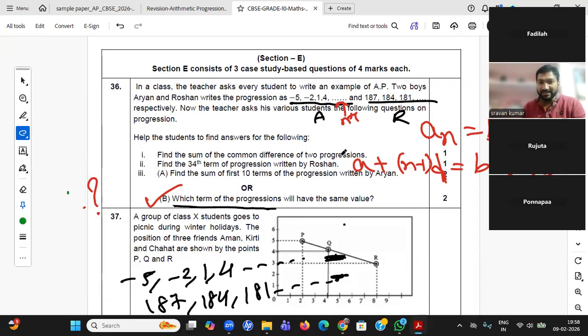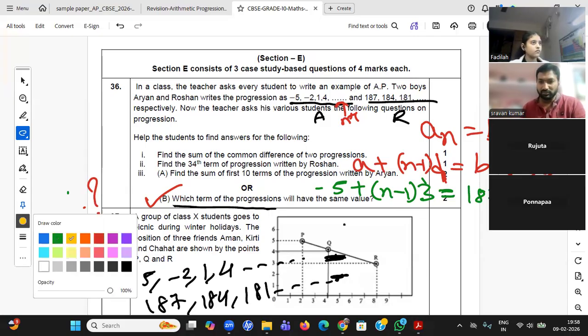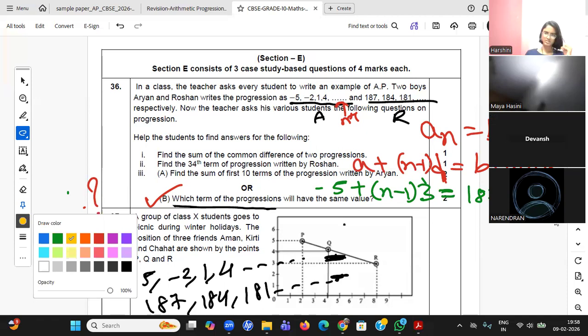Now what is A? -5 plus (n minus 1), and I need to find D1; the difference is 3. What is B? The first term is 187, plus (n minus 1), and D2, the common difference, is -3. That's all, student, you need to solve this. Okay, sir, got it. Yes, sir, I'll solve it.